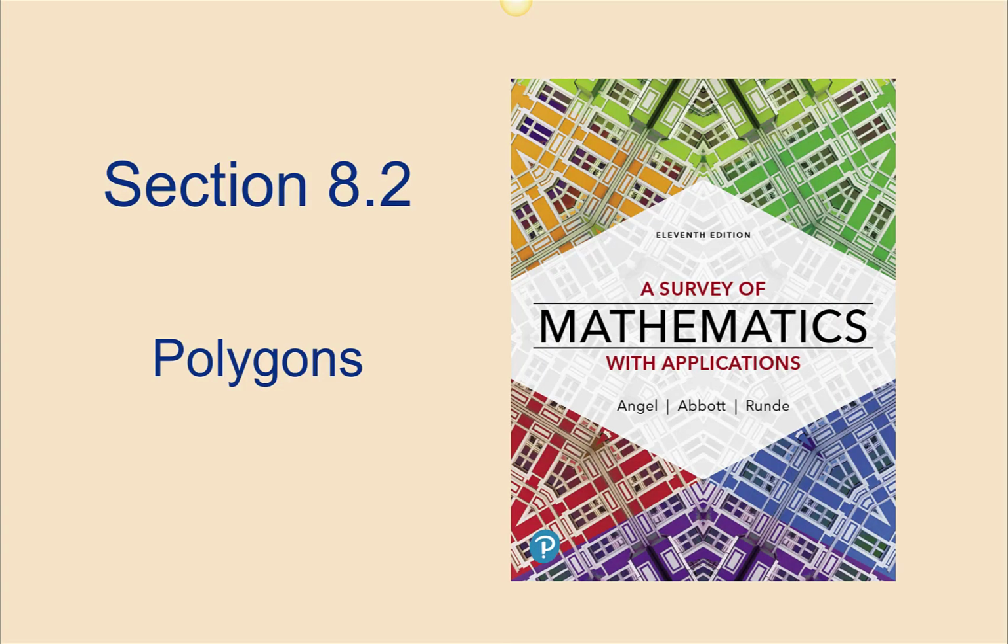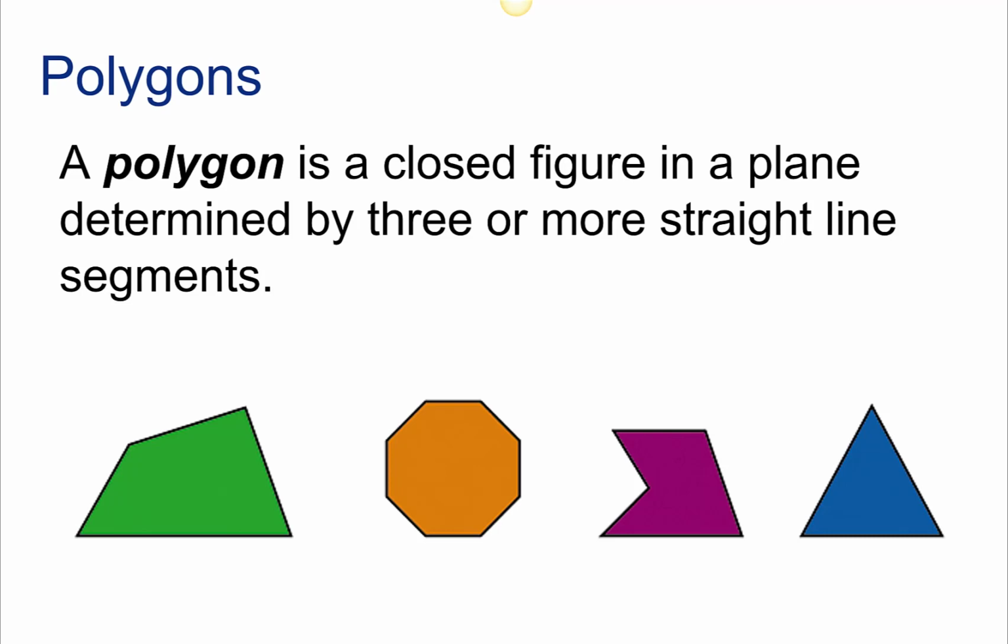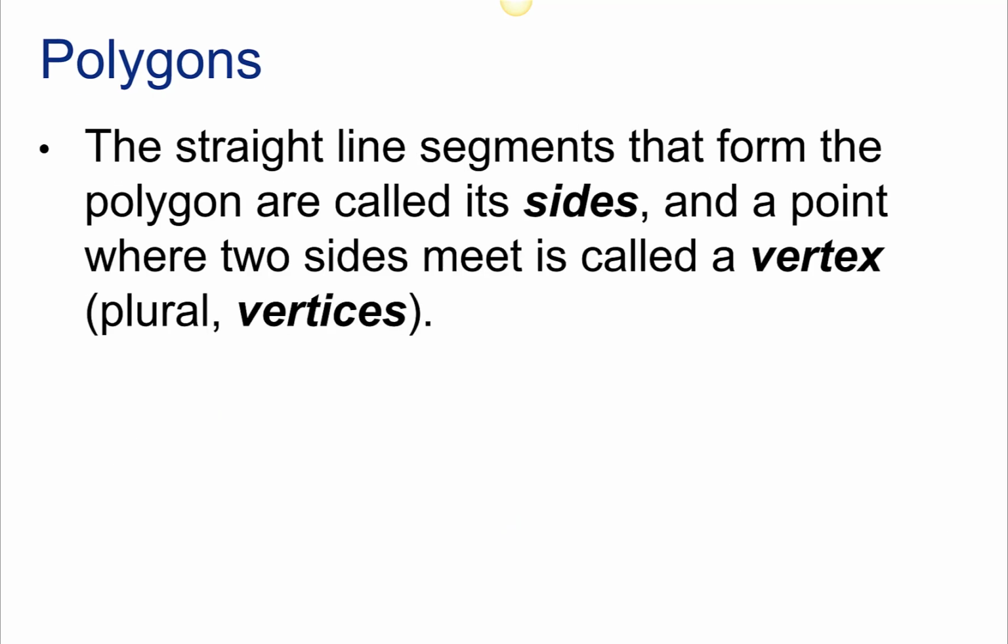Section 8.2, Polygons. A polygon is a closed figure in a plane determined by three or more straight line segments. The straight line segments that form the polygon are called the sides, and a point where two sides meet is called a vertex, plural vertices. We met that term in the last section.